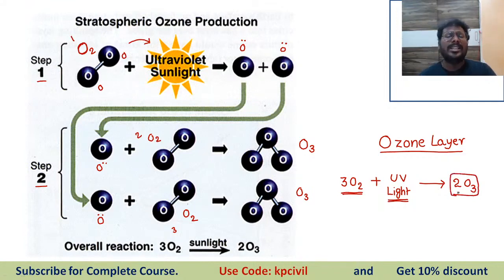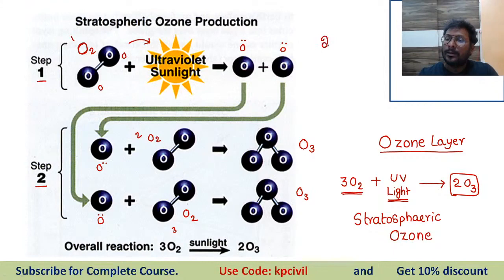So like that, the generated ozone accumulates and converts into stratospheric ozone. That stratospheric ozone forms the ozone layer. So this is a question given in the 2019 ESC General Studies examination. This question is related to ozone.